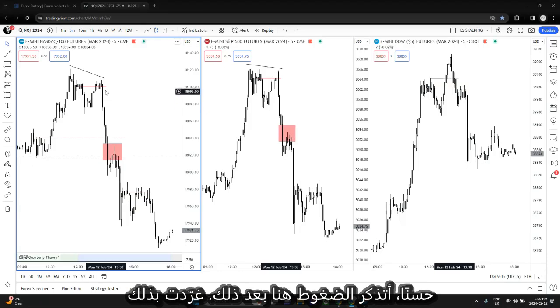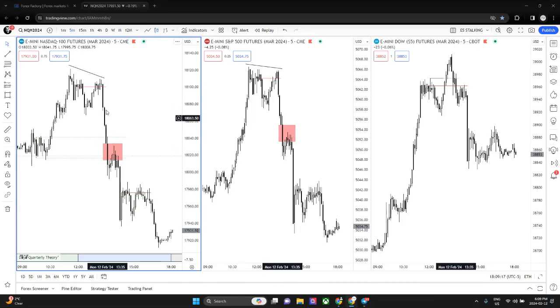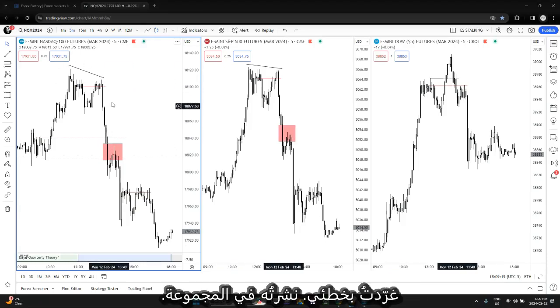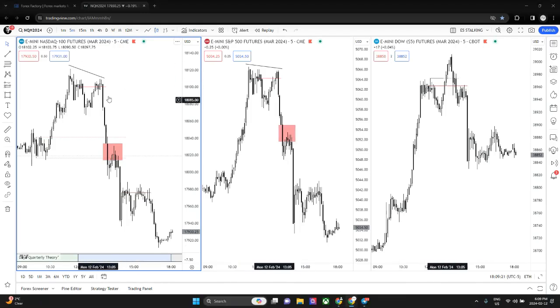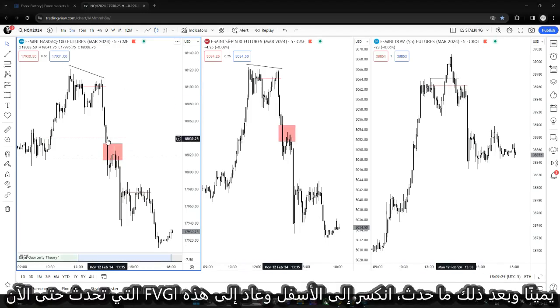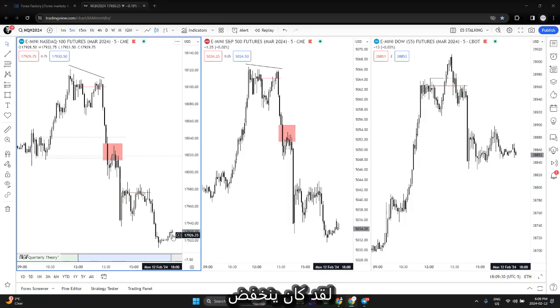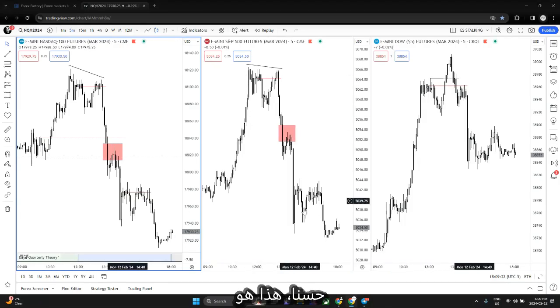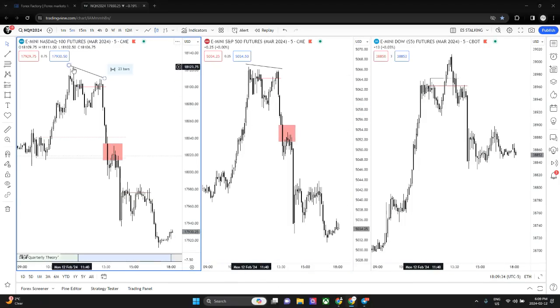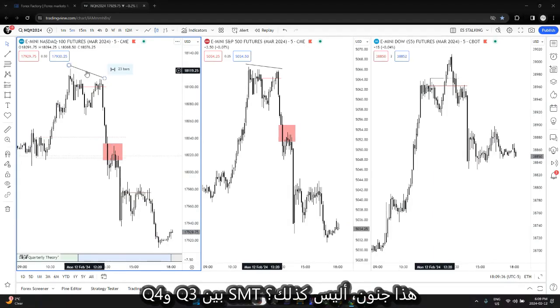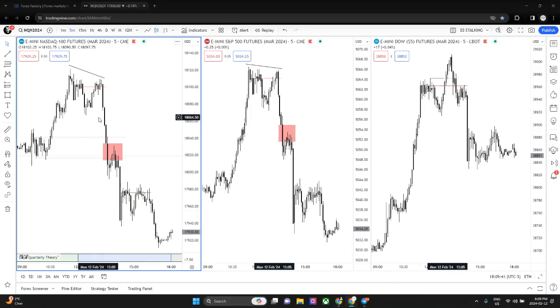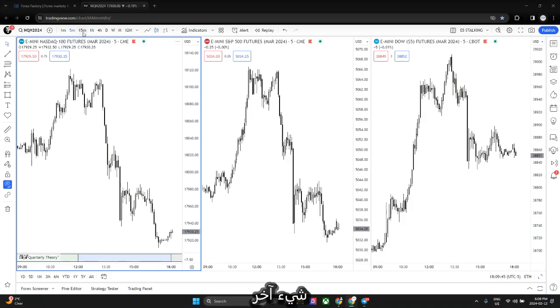And I remember afterwards, price was around here. I posted this in the group. And then afterwards, what happened? It broke lower, came back into this fair value gap, and then up to now, it's been going lower. So this is actually crazy, right? The SMT between Q3 and Q4. Another thing.